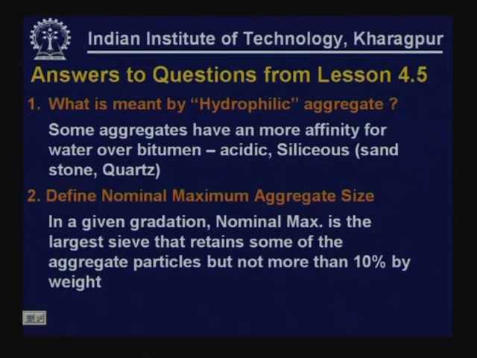If we have aggregates that are hydrophilic in nature, these are problematic as far as stripping of aggregates is concerned, because they love water more than their love for bitumen. As a result, it would be easier for water to replace bitumen from this aggregate and then cause stripping. The next question was, define nominal maximum aggregate size. For a given gradation, nominal maximum size is the size of the largest sieve that retains some of the aggregate particles, but the retained portion is not going to be more than 10% by weight.